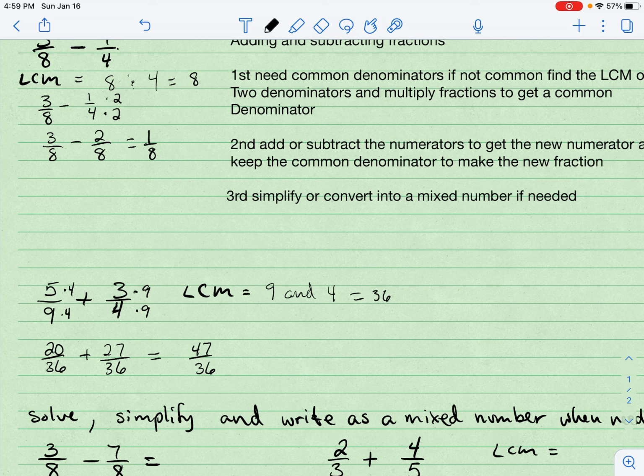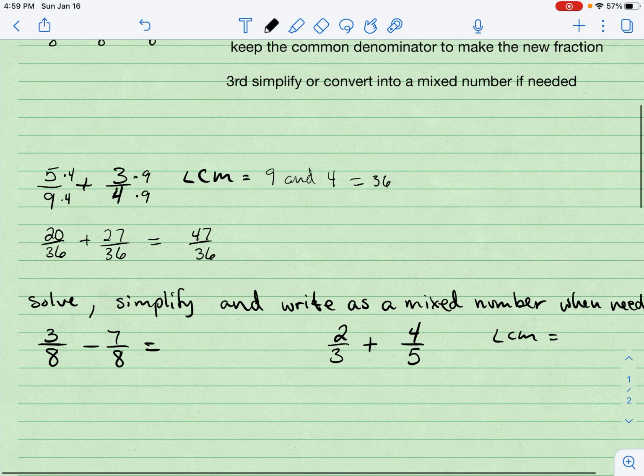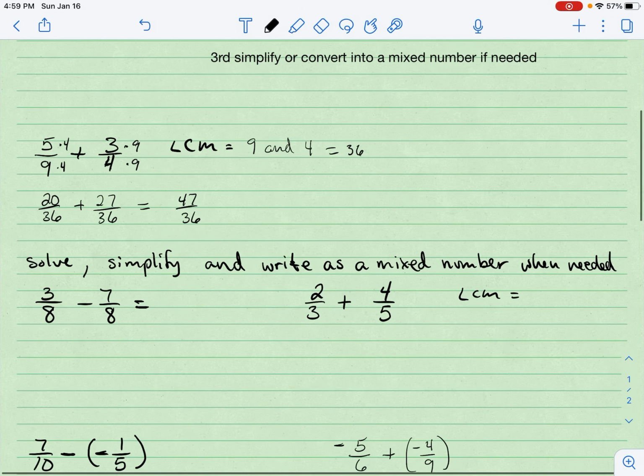And actually, we're just going to worry about putting them in improper fractions right now. We have another lesson where we're going to go over converting mixed numbers into improper and improper into mixed numbers. So for right now, just leave it how it is, as an improper fraction. Okay, solve, simplify, and write as a mixed number when needed. We're going to hold off on that.